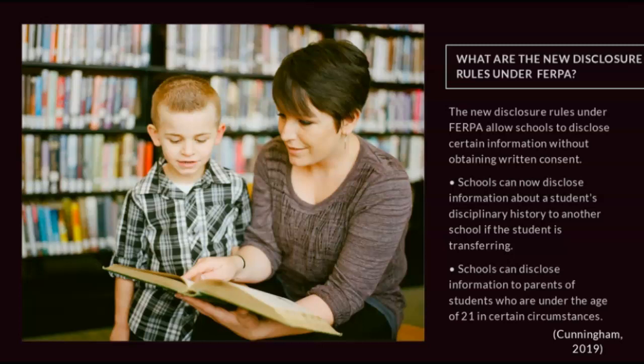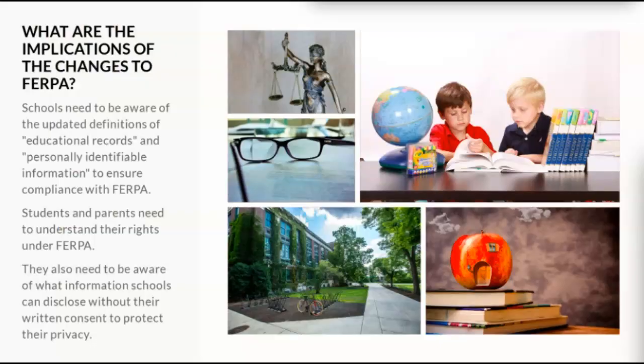The new disclosure rules under FERPA allow schools to disclose certain information without obtaining written consent. For example, schools can now disclose information about a student's disciplinary history to another school if the student is transferring, and they can disclose information to parents of students who are under the age of 21 in certain circumstances. The changes to FERPA have implications for students, parents, and educators alike. Schools need to be aware of the updated definitions of educational records and personally identifiable information and ensure that they are complying with FERPA.